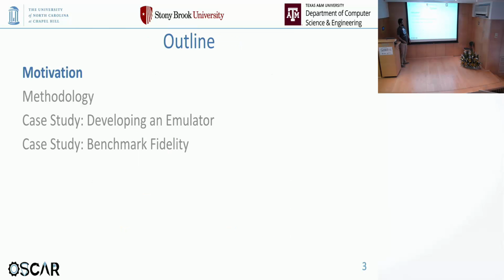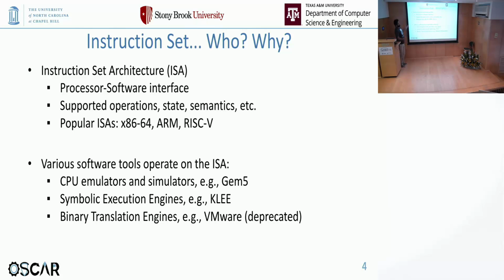So let's get into it. First up, what is an instruction set and why are we talking about it? Well, an instruction set, as most of you know, I'm sure, is the interface that a processor exposes to software, right? So it consists of the supported operations, the set of instructions, any program visible state such as registers, and its semantics like the memory model, consistency, etc. Examples of popular ISAs are x86, ARM, and RISC-V is gaining a lot of momentum lately.